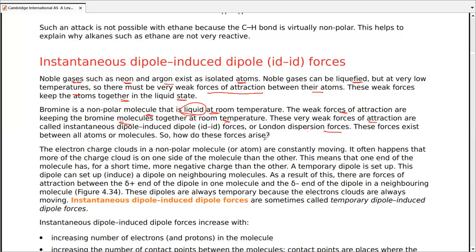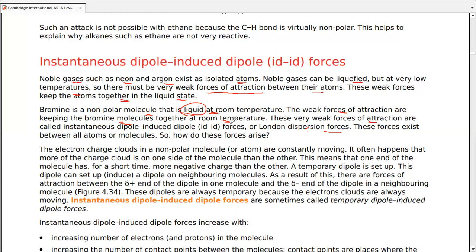So how do these forces arise? Since they don't lose any electrons, they don't gain any electrons, they don't share any electrons. Of course, if they don't share any, they won't be able to pull that shared pair or bond pair towards itself, showing electronegativity.